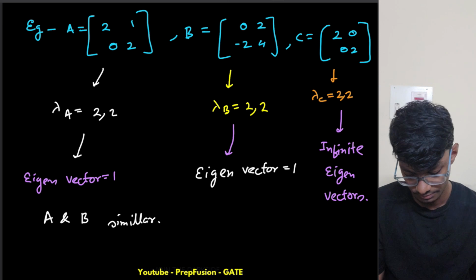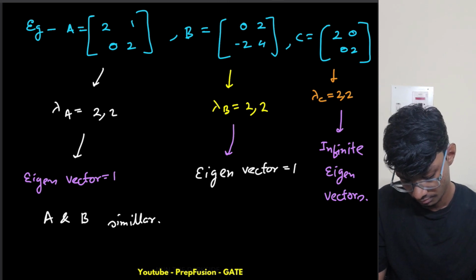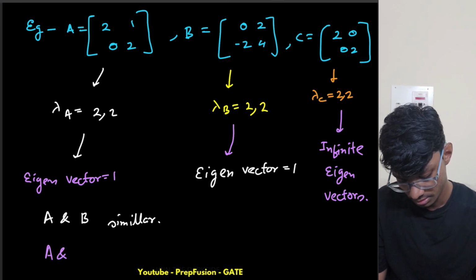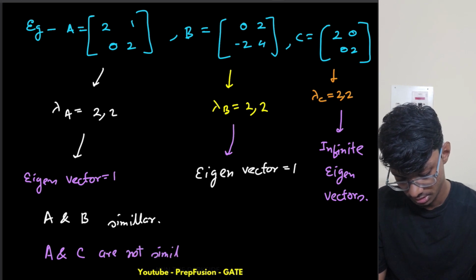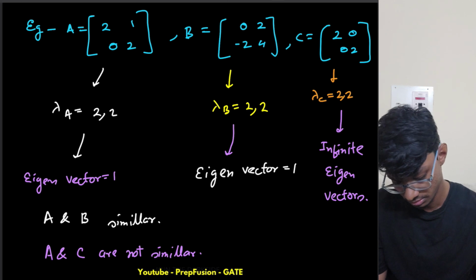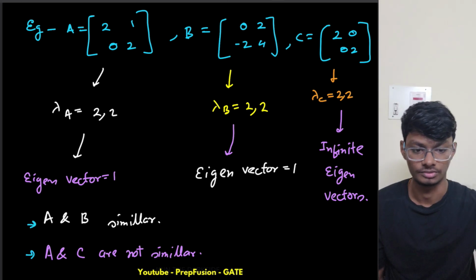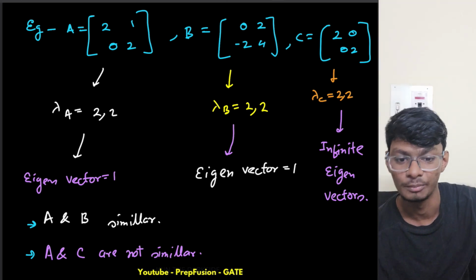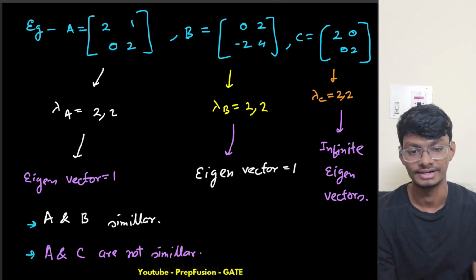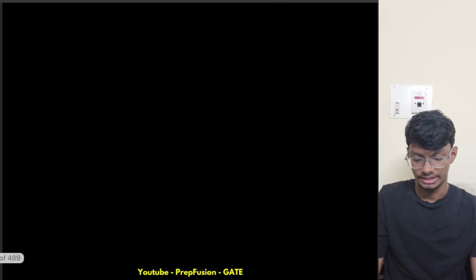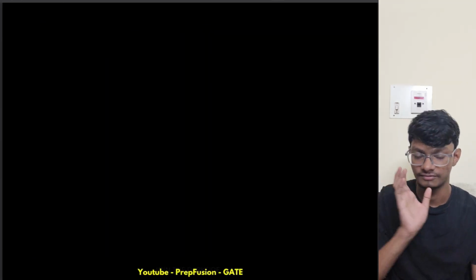Hence, A and C are not similar. Okay, so that was basically a bit of theory for the matrix and all those things. That's why I told you the number of eigenvectors should be similar.